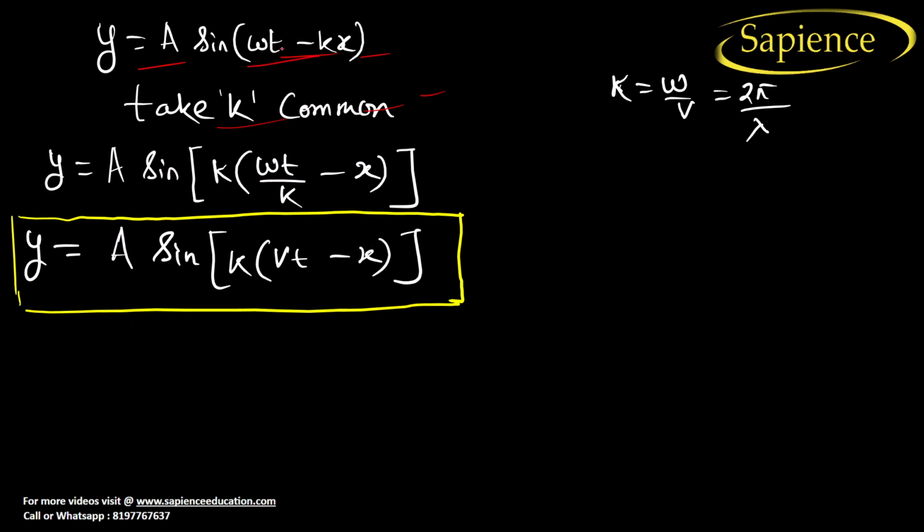See, if you take k as a common, this will be omega by k into t minus x. So here, what is omega by k? Omega by v is equal to omega by k. So here we got the equation like this.